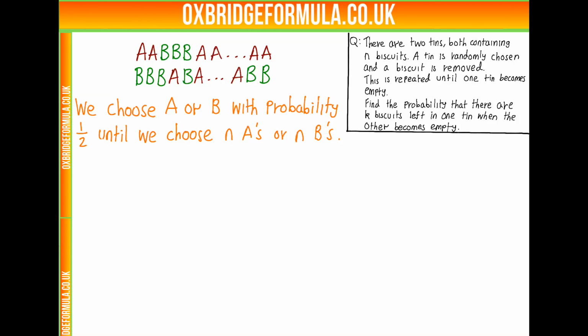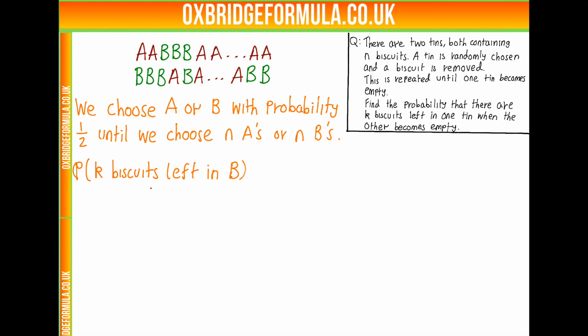So we're asked to find the probability that there are K biscuits left in one of the tins when the other becomes empty. This is awkward to deal with, so we're going to look at a simpler thing to work out. We're going to look at the probability that there's K biscuits left in B when we end. And once we get this answer, we double it, because the reverse could happen, it could be K biscuits left in A when we finish in B, and clearly because K is bigger than 0, both events can't happen. So if we work out this, we'll find our answer.